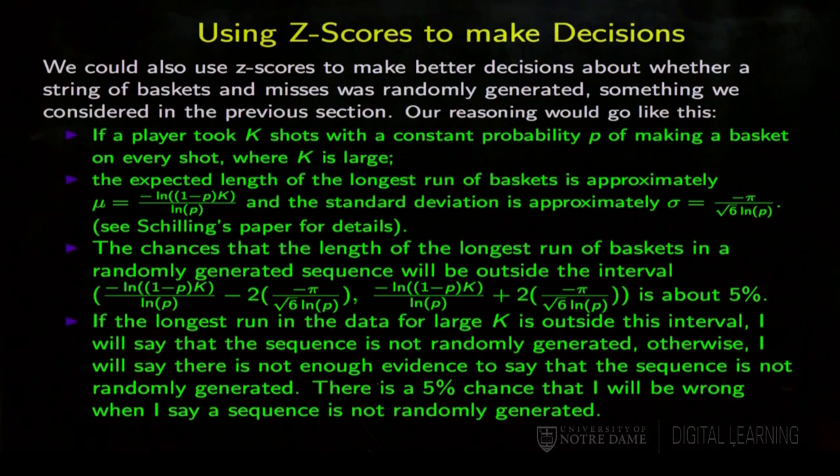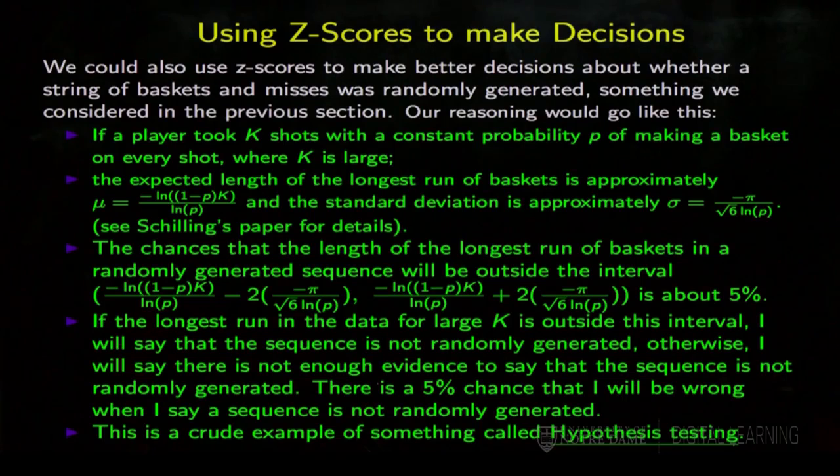The chances that it is a randomly generated sequence and I say it's not, the chances of making that type of mistake, are 5%. Okay, this is a crude example of something called hypothesis testing, which you can explore in more detail if you take a statistics course. Let's see our crude example of hypothesis testing in action.